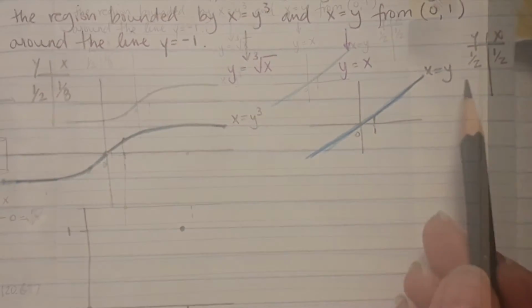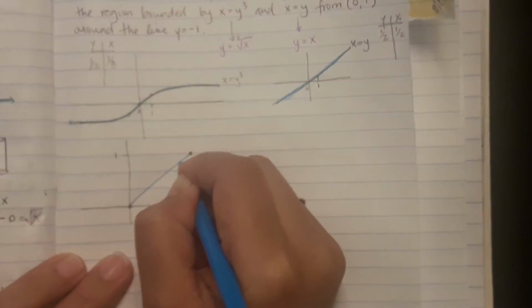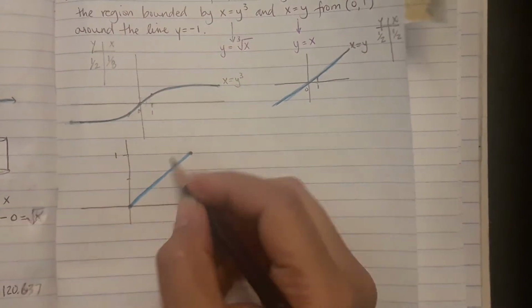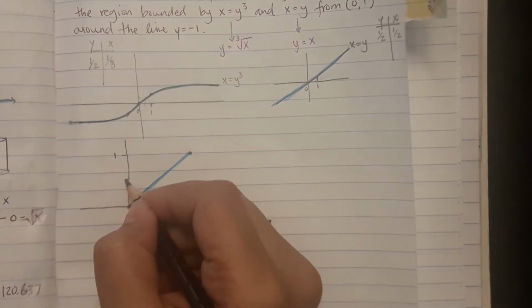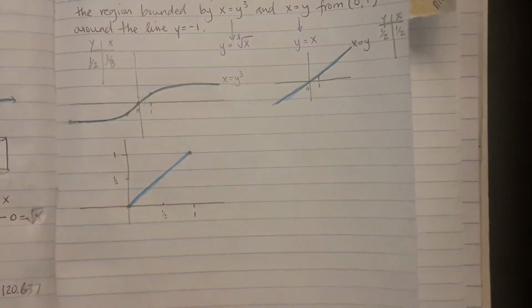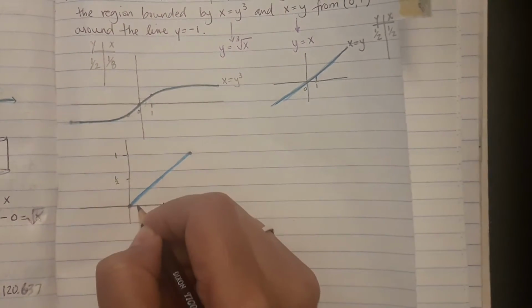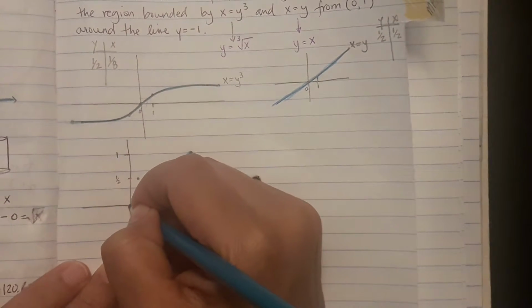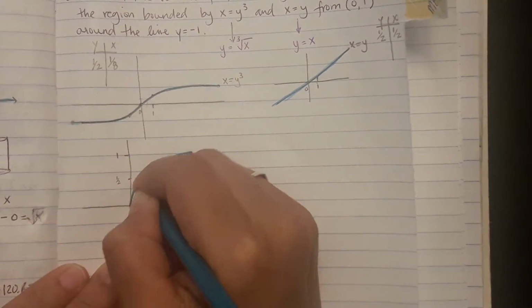So which one is on top, which one is below? What we're saying is if we go to 1/2 on y equals x, I'm going to get 1/2. If I go to 1/2 on the cubed one, I'm going to get 1/8, which is smaller than 1/2. So that means it's above the line. So now I can just draw the cubed one on top.